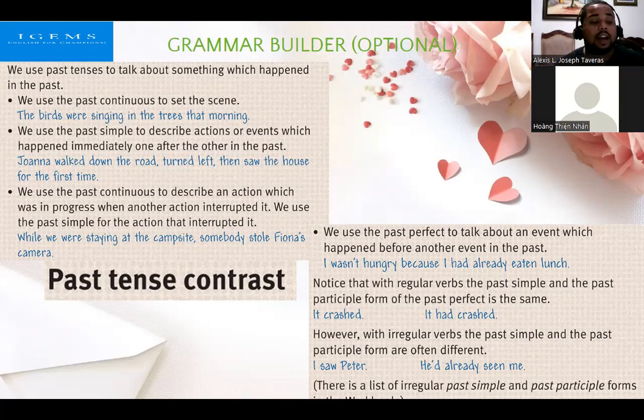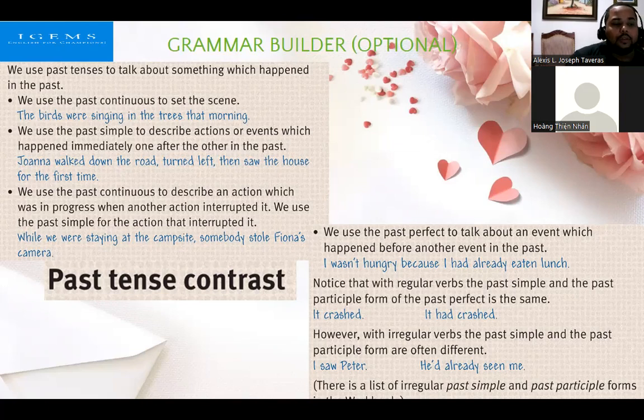For example, now we have the past tenses. Okay, so it's important to know that we use the past tenses to talk about something which already happened in the past, something that is already done or already occurred, and we are making reference to that. So look at this. Let's see the difference among these kinds of tenses. We use the past continuous to set the scene. Example, the birds were singing in the trees that morning.